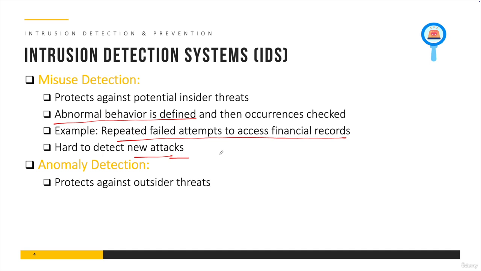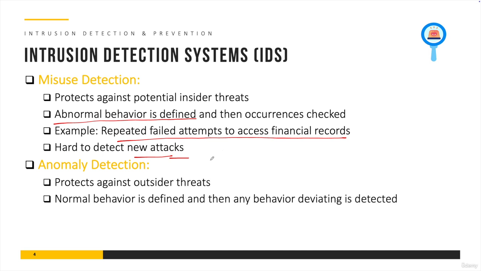This protects against outsider threats. And what's the basic idea? The basic idea is that we define normal behavior, and then any behavior which deviates from the normal behavior is an anomaly and an alert is generated. Just to contrast it with misuse detection, in misuse detection, we define the abnormal behavior: if this pattern occurs, then this is an abnormal behavior, generate an alert. In this one, we're saying that this is what's normally supposed to happen. This is our baseline. If anything happens beyond that, then that behavior is considered an anomaly and an alert is generated.